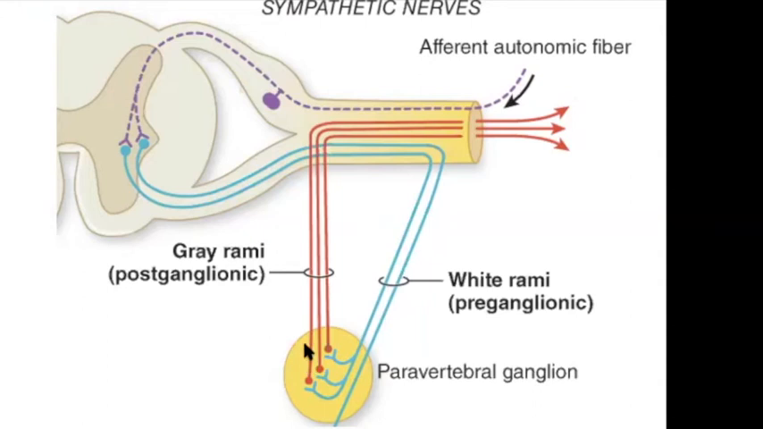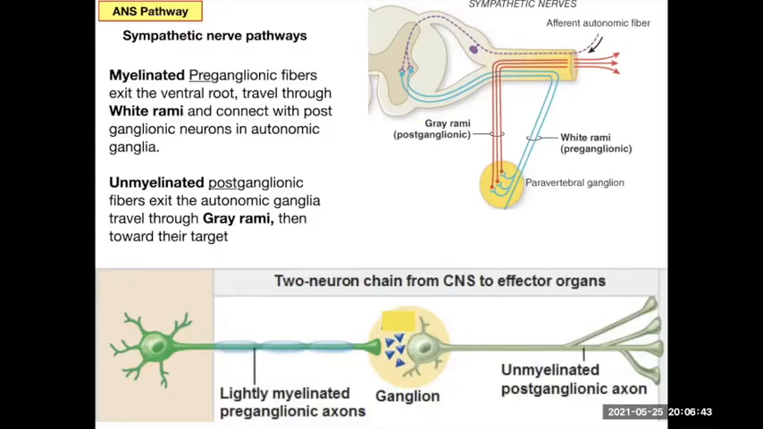postsynaptic cells right here, who are going to then pass the message on through this gray rami. Right? These postganglionic fibers are unmyelinated. That's why they're called gray. That's why these are called white. So they're going to go up through these gray rami, and then they'll return to the spinal nerve and onto their target. So that's that little rami stuff, right? White rami because of the myelinated axons from the first one, and gray because of the unmyelinated axons in the second one.